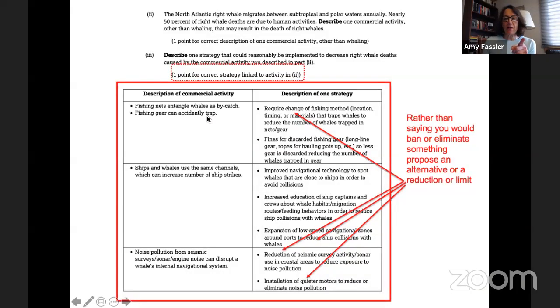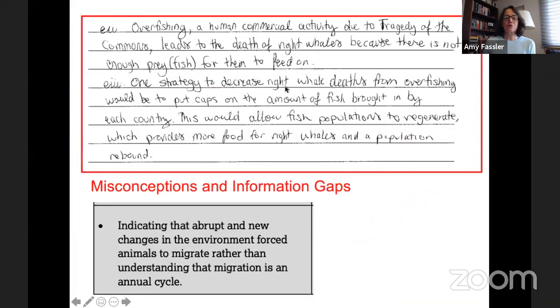I'm going to show you the rest of that student's response. So remember what we're looking for here. Describe a commercial activity that results in the death of whales and a strategy to reduce that. Let's take a look at this student response and see if you would have given that 0, 1, or 2 points.